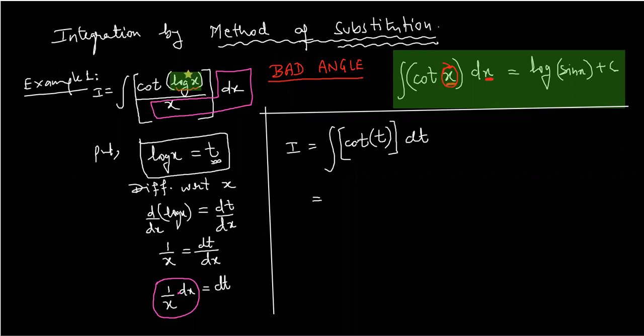What is the integration of cot t dt? What was the integration of cot x dx? It was log of sine x. So cot t dt will be log of mod of sine t plus c. And now I resubstitute t. t was log x. So it is log of sine of log x plus c. This is the final answer which we have.